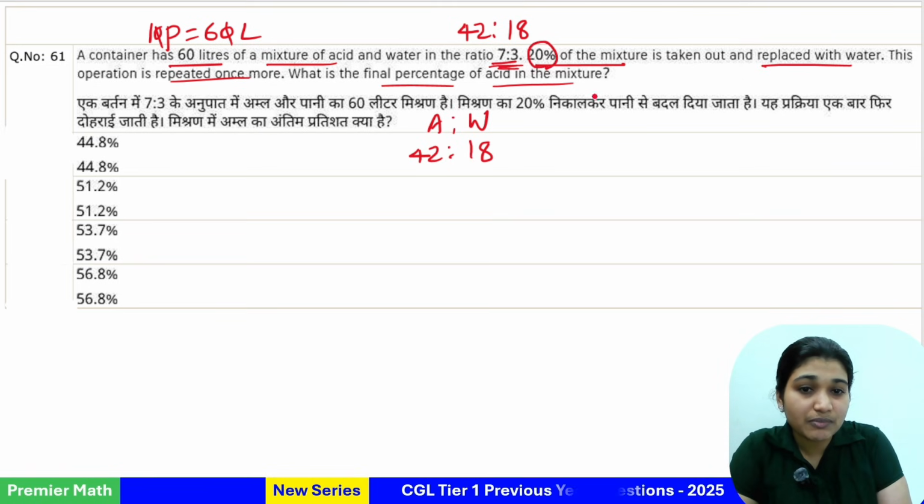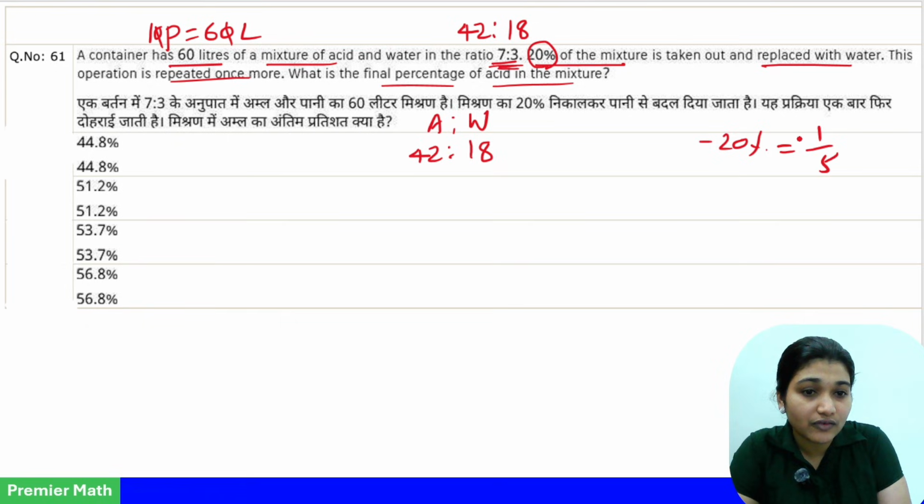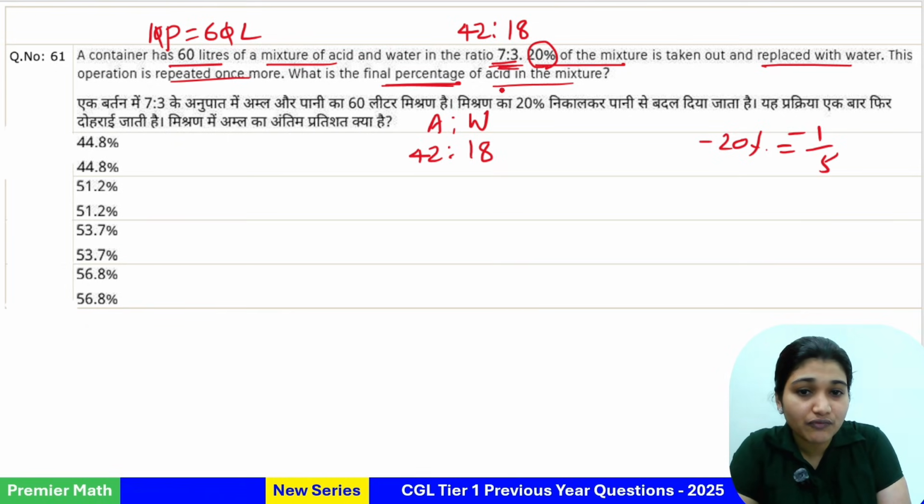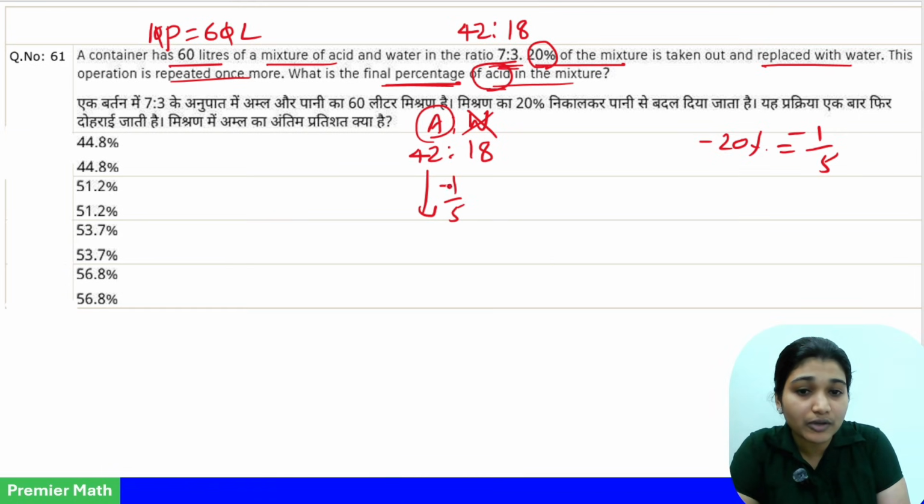Out of this, 20% is taken out. So 20% means 1 by 5. So 1 by 5 of the mixture is taken out, but here we need to find only the final percentage of acid. So we can ignore the water part here. Just find the acid part. Now 1 by 5 of the mixture taken out means 1 by 5 of 42 and 1 by 5 of 18 is also taken out. But we are finding the acid part here.